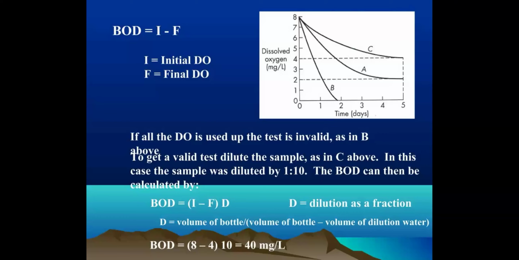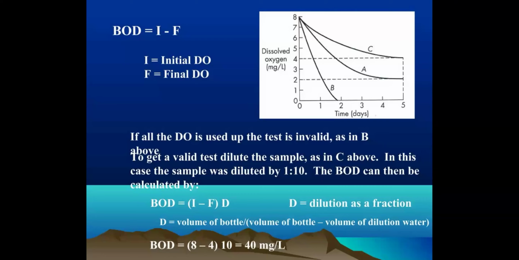So, what's the meaning of A, B, C? To get a valid test, dilute the sample as above. In this case, the sample was diluted by 1:10. What does dilution mean? You add water. Additional water is the meaning. Adding water is called dilution.